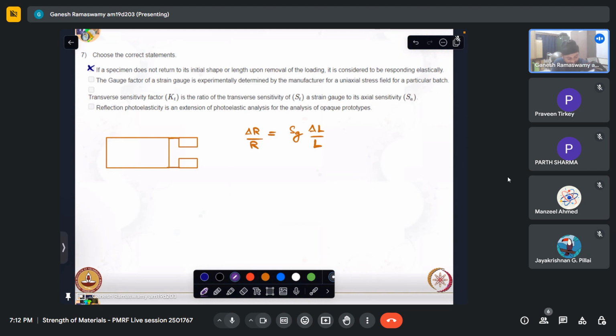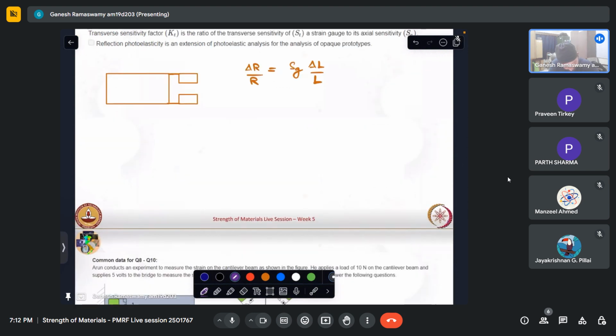Transverse sensitivity factor KT is the ratio of transverse sensitivity to axial sensitivity. So the sensitivity of a strain gauge essentially is how much it is sensitive to axial strain, how much it is sensitive to transverse strain, and how much it is sensitive to shear strain. This essentially won't be much, that is fine.